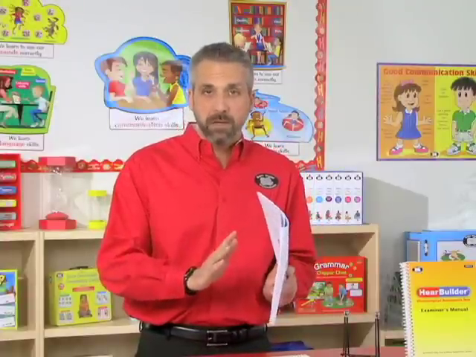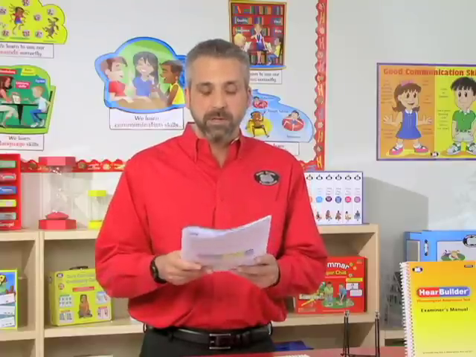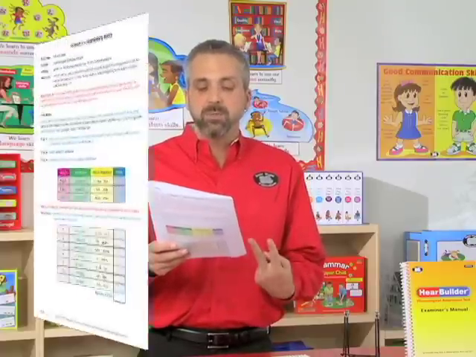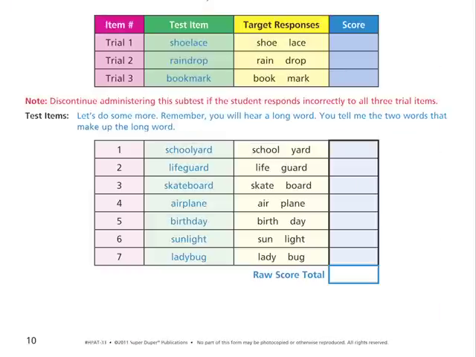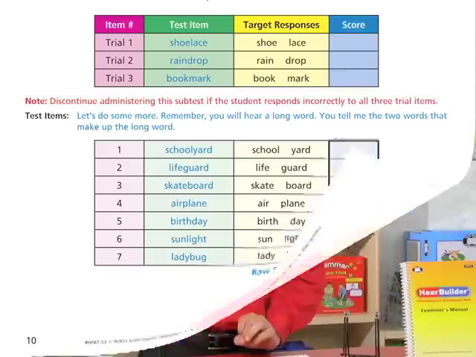For subtest 9, I'm going to do segmenting words. And here, I'm going to start breaking those words apart. So we were doing our blending words, now we're going to start separating them. Here I'm going to say, take these words and make them into 2 words. Schoolyard. And the child says, school, yard. Lifeguard. And the child says, life, guard.